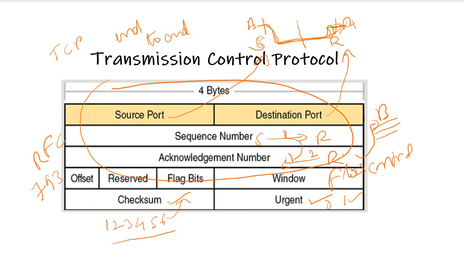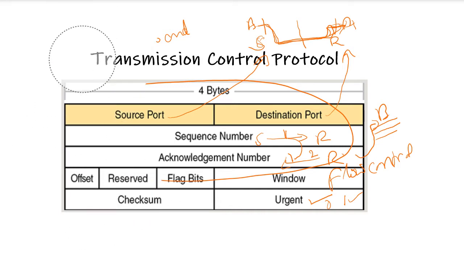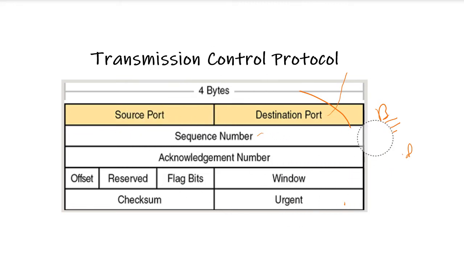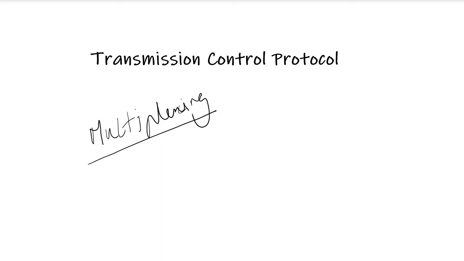So this is a brief about the header fields of the transmission control protocol, or the TCP protocol. Now let's move on to one of the important functions of TCP, that is multiplexing. In my previous video, I explained briefly how multiplexing works. In this video, we'll look into great detail about how multiplexing works.